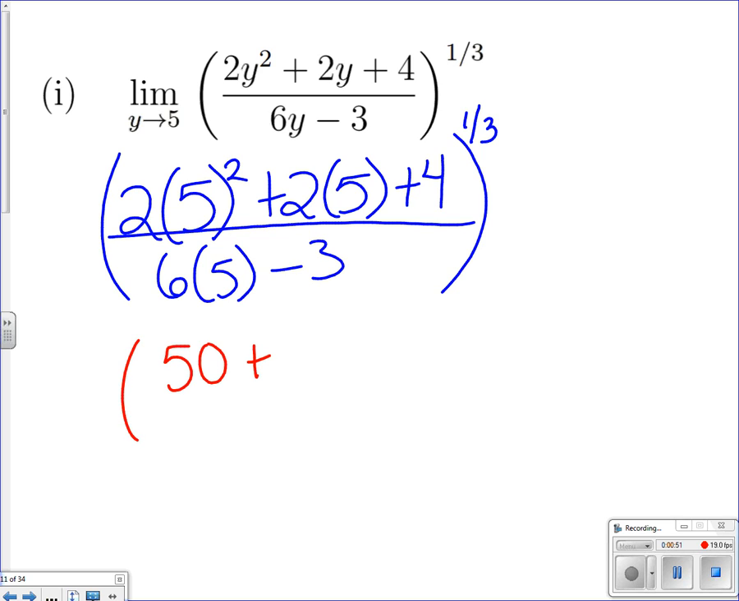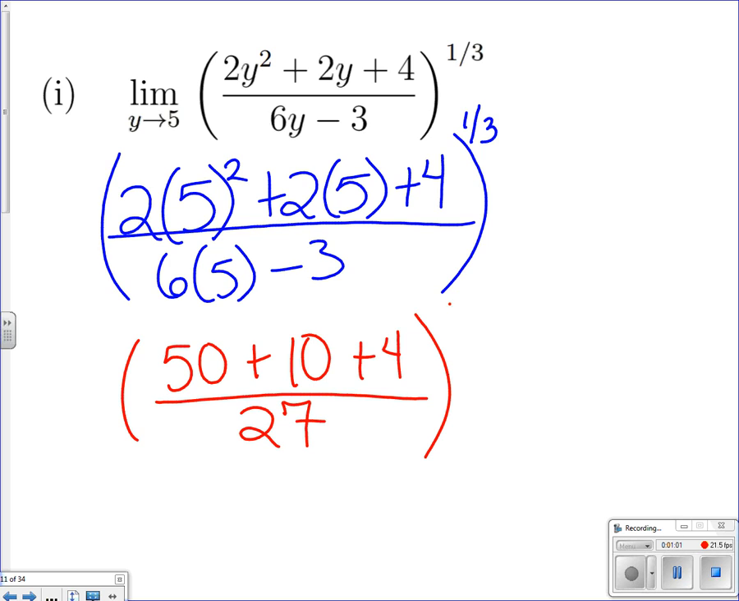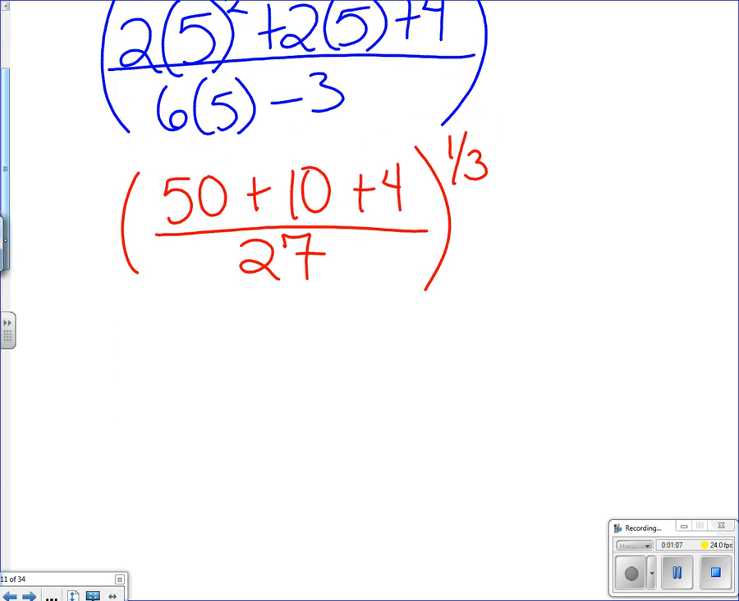plus 10, plus 4, all over. On the bottom, we end up with 30 minus 3, which is just 27. And this, again, is still raised to that 1/3 power. Now, just combining like terms on the top, we end up with 64 all over 27, raised to that 1/3 power still.